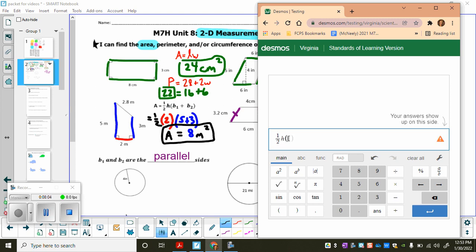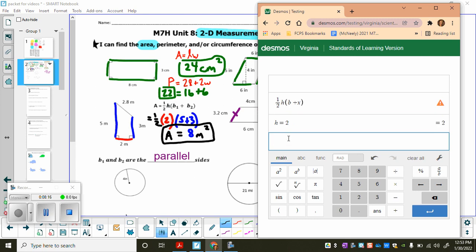And then you could say parentheses, and you could use the letter B for the first base, but then maybe just use like an X for the second base. And then say, okay, the height was that thing in red, which was the 2. All right. We said that the first base was a 5. And the other base, like I said, you can't really use B1 and B2 in Desmos. So the other base, I just called it X for this.